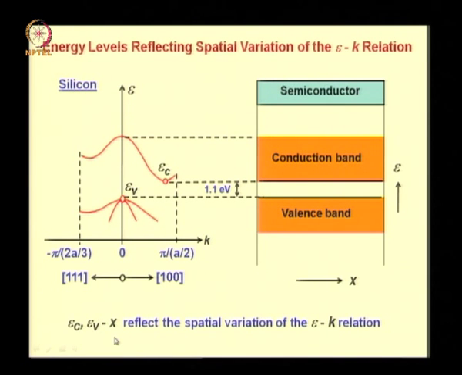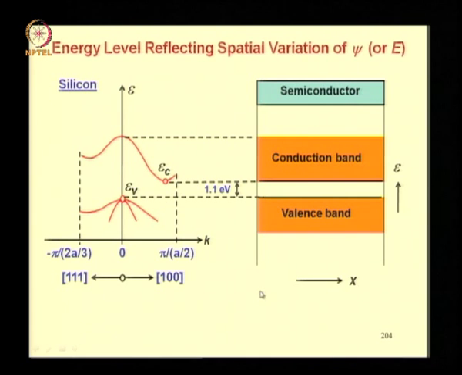So EC and EV as a function of x reflect the spatial variation of the EK relation. We do not bother about the top of the conduction band or bottom of the valence band, because once you know EC and EV, you can always build up all other quantities. Now let us look at the energy level reflecting spatial variation of electrostatic potential psi or the electric field E.